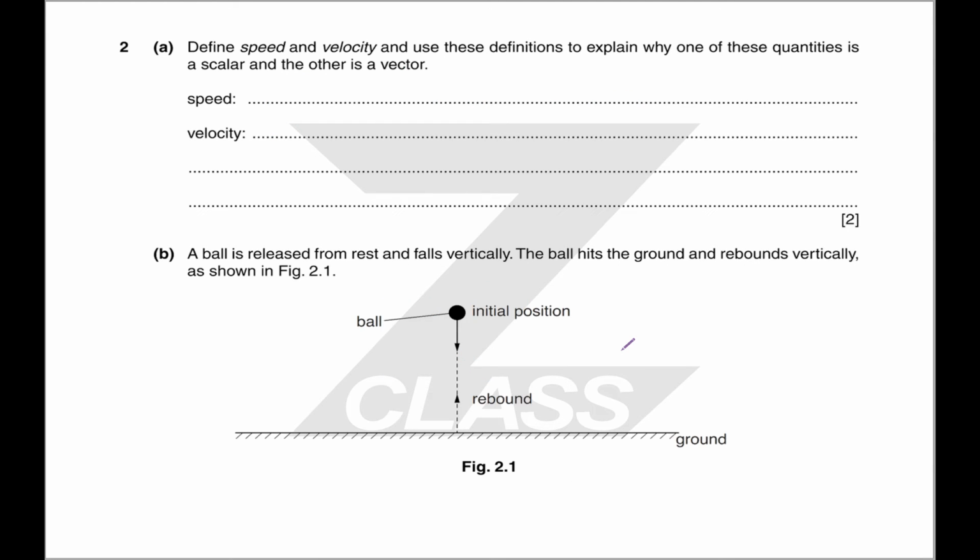Okay, question 2. Define speed and velocity. So this is just your standard definition of a vector, right? Speed, you know what speed is. The key point about this question is what do we mean when we talk about a vector, i.e. velocity, as opposed to a scalar like speed? That's just a standard one that you need to learn. It's a very common question for them to ask.